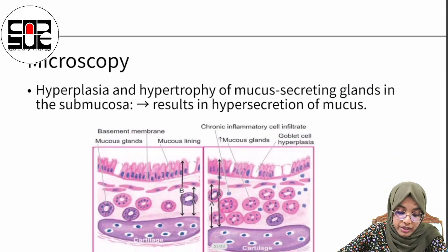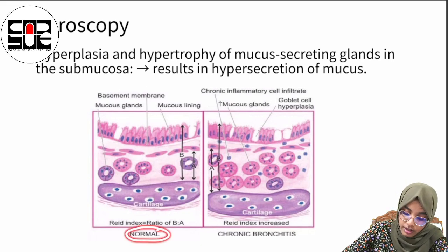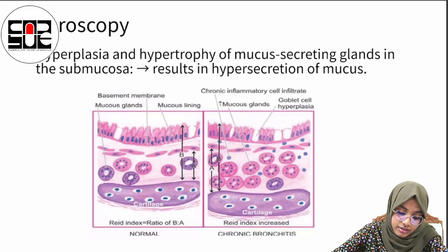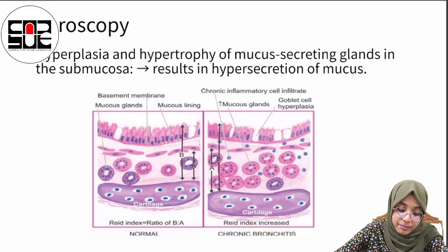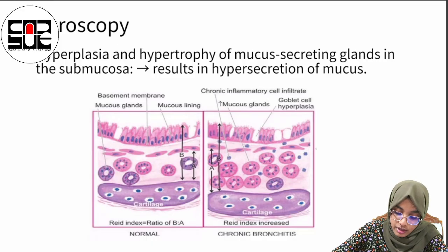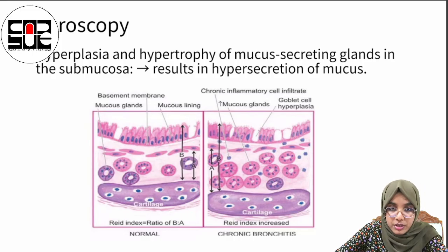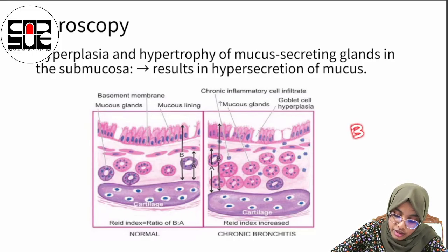Now let's move on to the microscopy. So this is the normal lung and this is the lung in chronic bronchitis. As I mentioned before, there is hyperplasia and hypertrophy of the mucus secreting glands in submucosa. As we can see here, there is marked increase in the number of the submucous glands. So there will be increase in the thickness of the submucous layer and an overall increase in the thickness of the respiratory epithelium. So we can calculate an index. Try to calculate B by A.